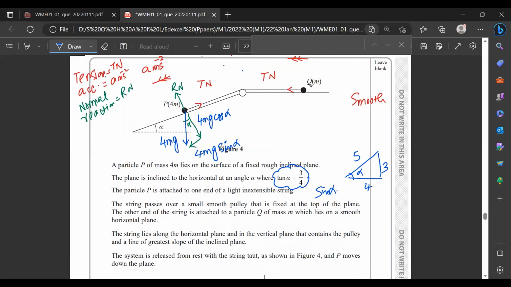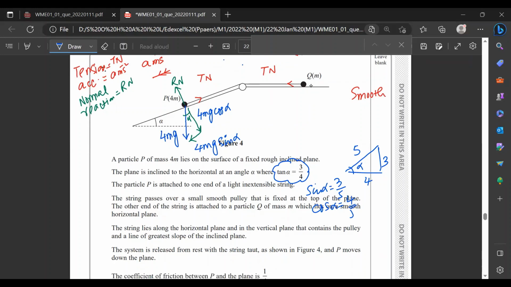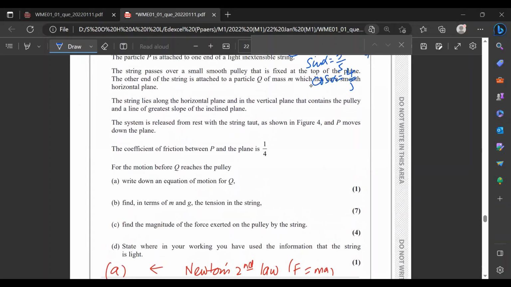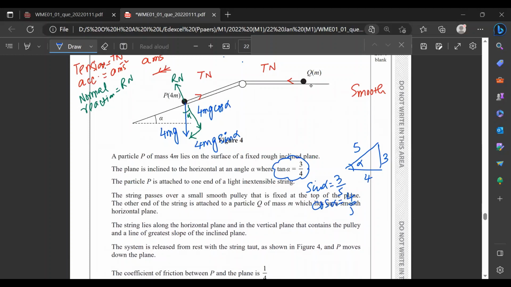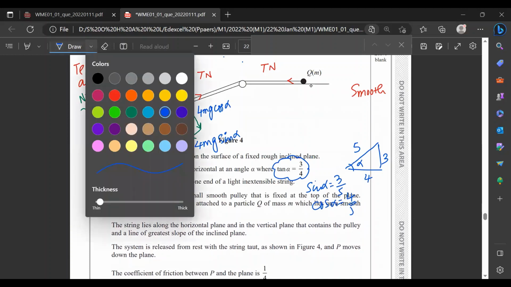So if you have 5 as the hypotenuse, then sine alpha is opposite over hypotenuse, which is 3/5, and cos alpha is 4/5. You can use these values of sine alpha and cos alpha in 4mg cos alpha and 4mg sine alpha. We have in part a the equation of motion for particle Q. You can also write the equation of motion for particle P, but for this we need to find the friction because it is rough.